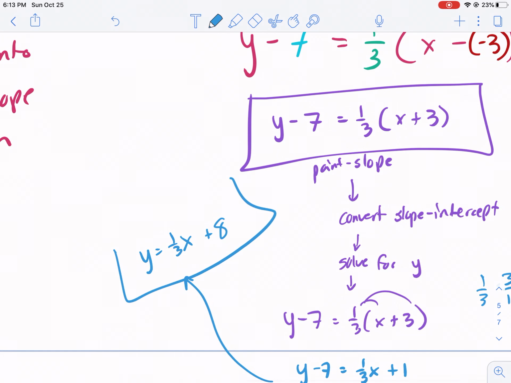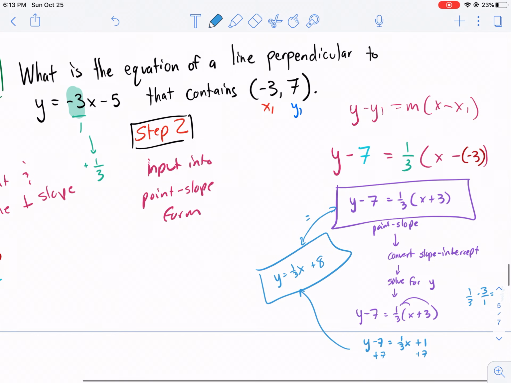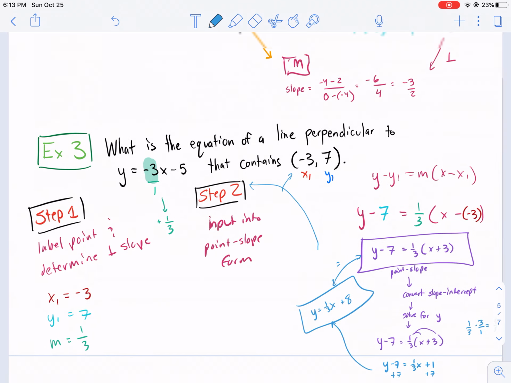So then we have two forms of the same line, these are equal, and they are both perpendicular to this guy that contains that point. So that's how you do it.